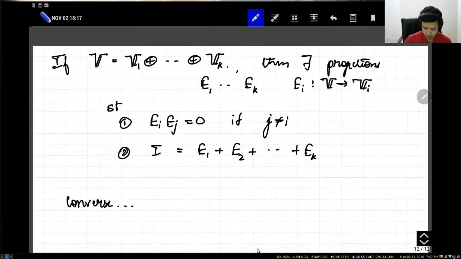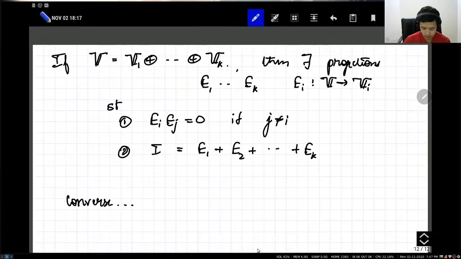Okay, so what we've just seen is that if any vector space V can be written as a direct sum decomposition of V_1, V_2 up to V_k, then you can construct these projections E_1, E_2 up to E_k, where each E_i is a projection onto V_i, which satisfies the following properties: E_i E_j equal to 0. If you multiply two different projections E_i and E_j, this gives you the zero matrix, and the identity matrix can be decomposed as a sum of E_1, E_2 all the way up to E_k.